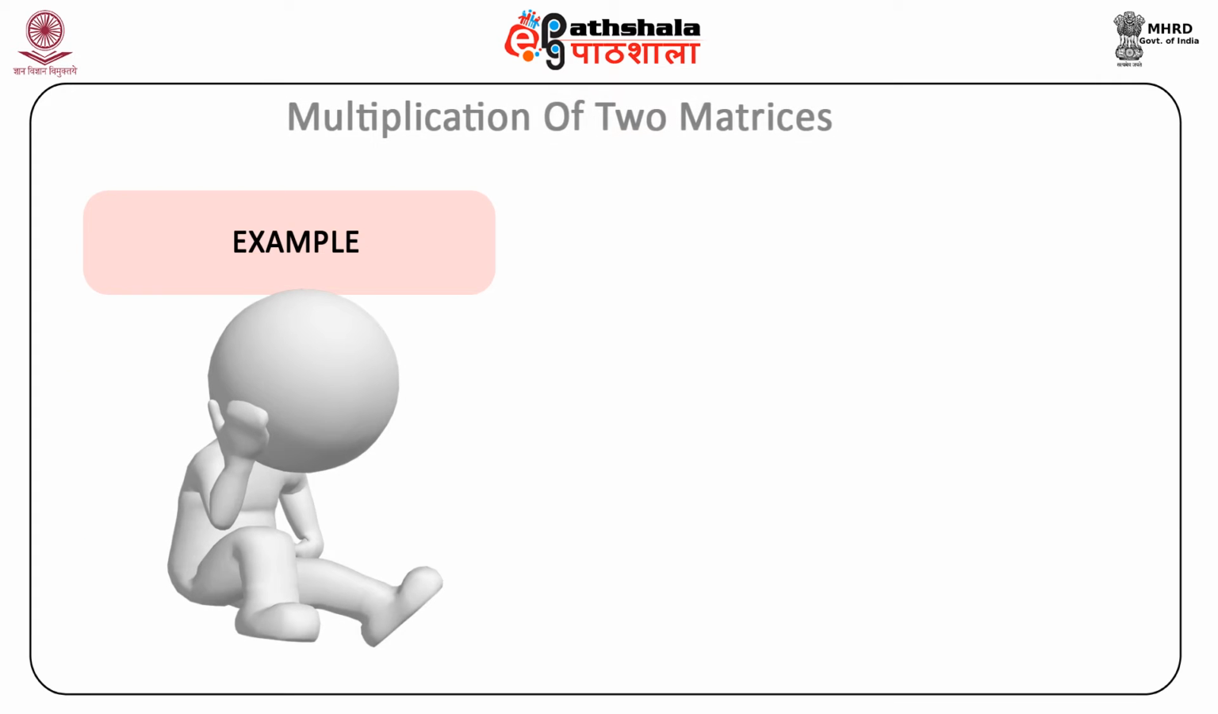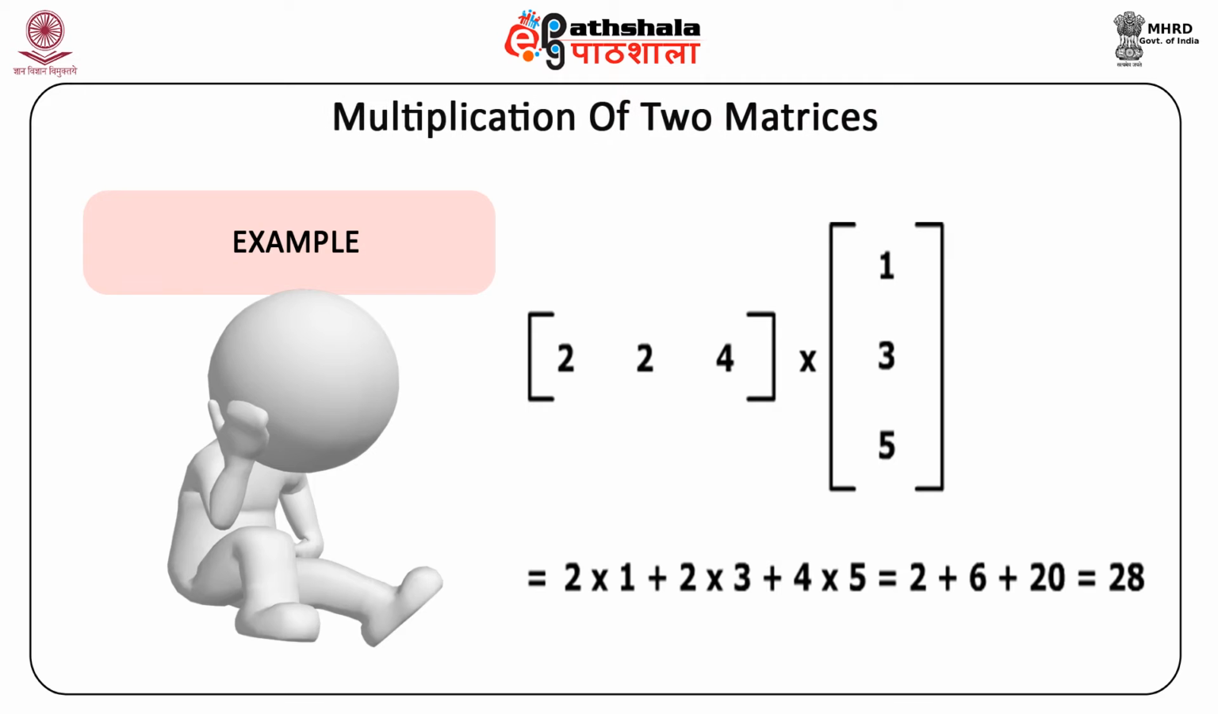Example: (2 2 4) multiplied by (1 3 5) is equal to 2 into 1 plus 2 into 3 plus 4 into 5, which is equal to 2 plus 6 plus 20, which is equal to 28. Note: if matrices A and B are such that the number of columns of A is not equal to the number of rows of B, then the two matrices cannot be multiplied.